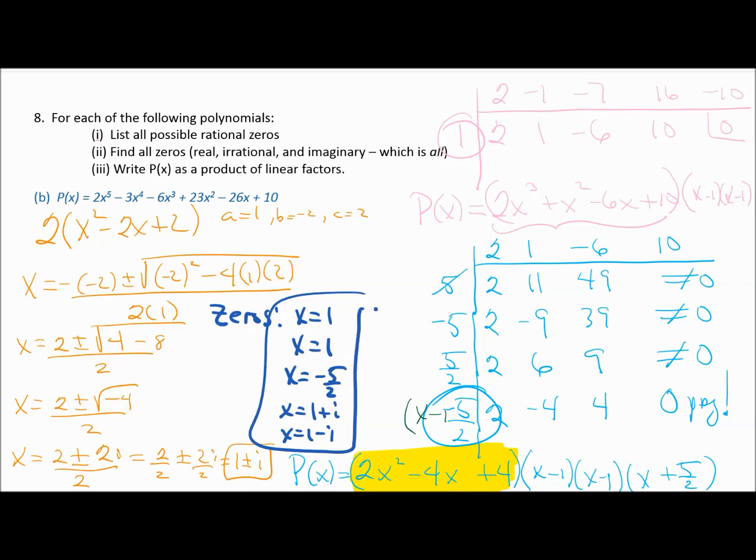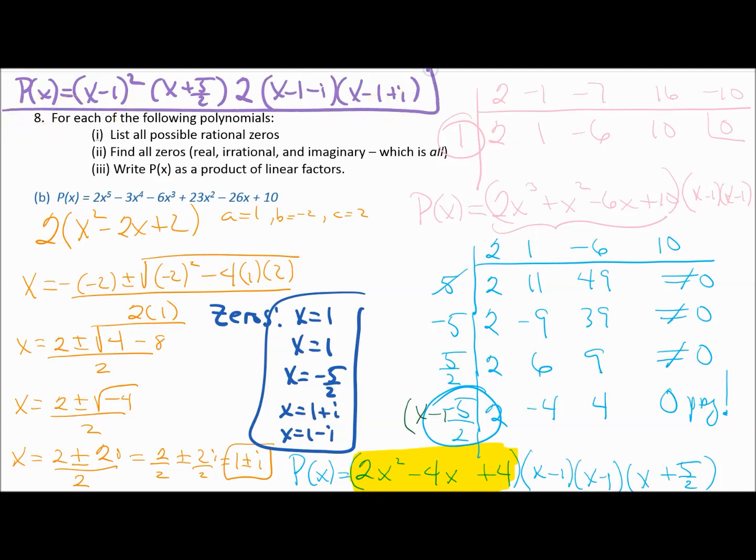To write that as a product of linear factors, I'm going to do this at the top of the page. That would be p of x is equal to x minus 1 squared, because it showed up twice, and then x plus 5 halves, and then that 2 we factored out. That could go in the very front if you like too. And then x minus 1 minus i, and x minus 1 plus i. And that's a product of linear factors.